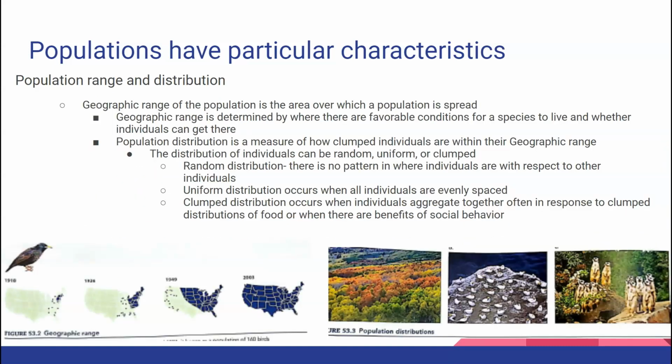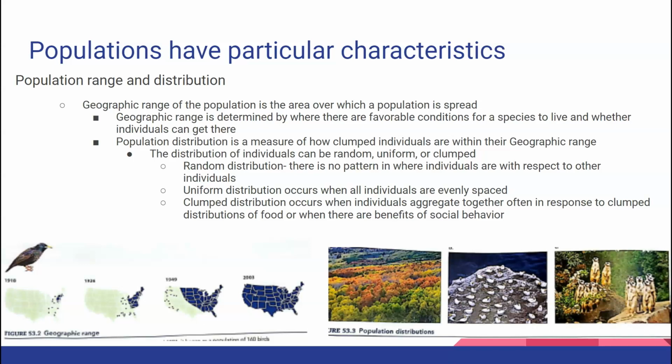So when we're dealing with population range and distribution, the geographic range of the population is the area over which a population is spread. So geographic range is determined by where there are favorable conditions for a species to live and whether individuals can get to that area with the favorable conditions. Population distribution is a measure of how clumped individuals are within that geographic range.